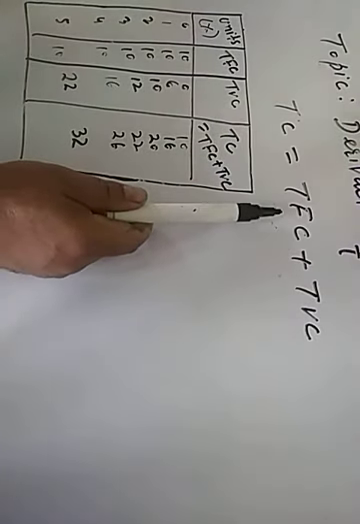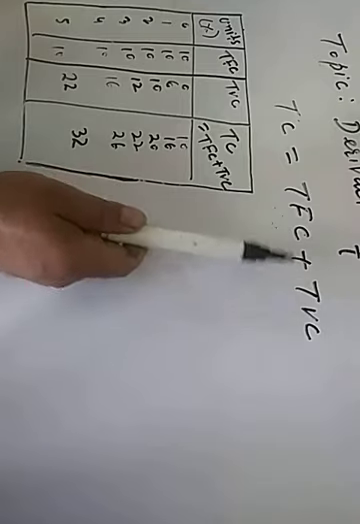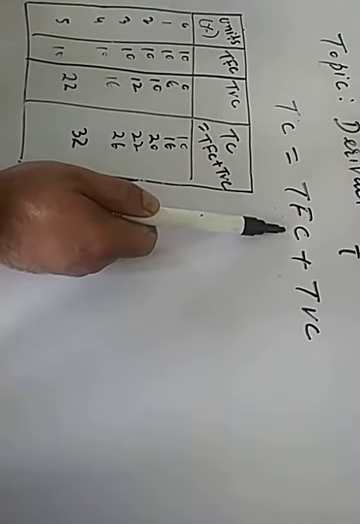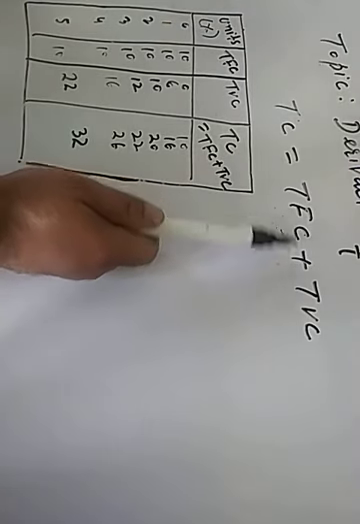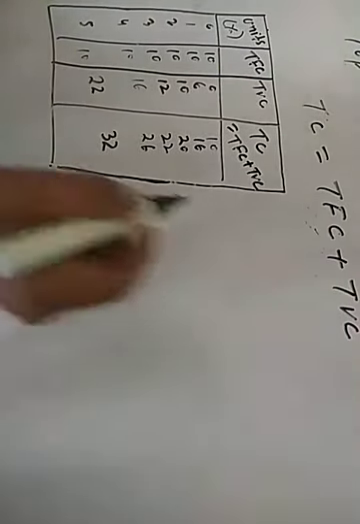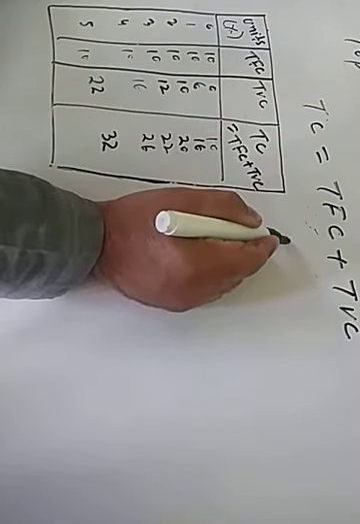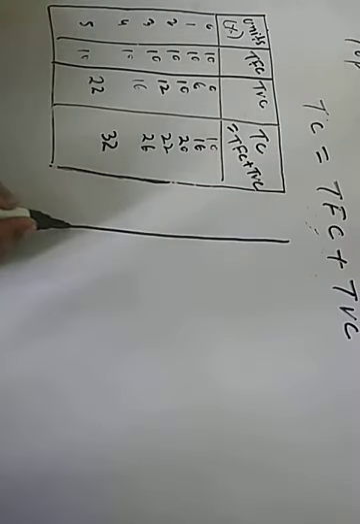Now we will draw the total cost curve based on the total fixed cost curve and total variable cost curve, because we are obtaining this total cost curve as the vertical addition, vertical summation, of the total fixed cost curve and total variable cost curve. This will be more clear to you now by drawing a graph for it.